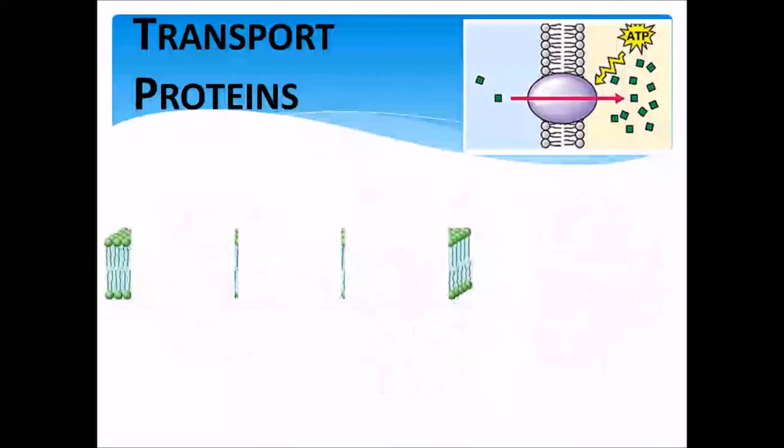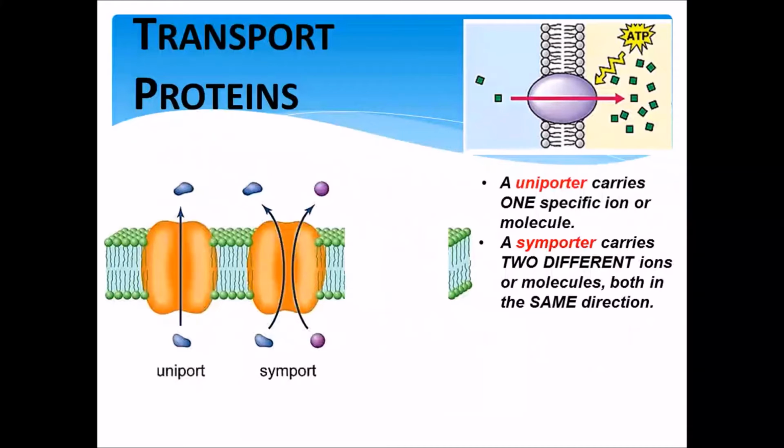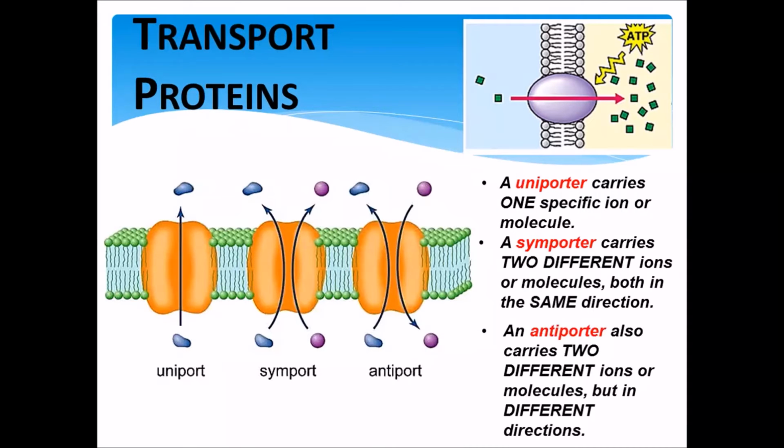There are three types of these proteins or transporters: uniporters, symporters, and antiporters. A uniporter carries one specific ion or molecule. A symporter carries two different ions or molecules, both in the same direction. An antiporter also carries two different ions or molecules, but in different directions. These three types of carrier proteins are also found in facilitated diffusion, but they do not require ATP to work in that process.